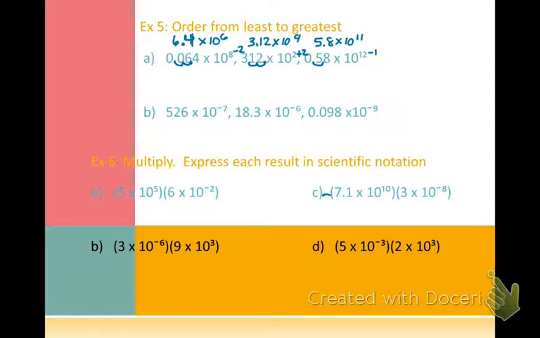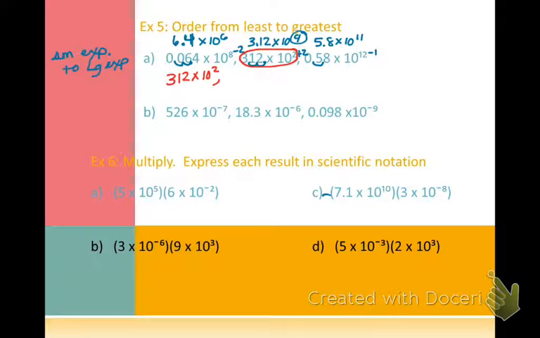Now, to figure out from least to greatest, you are going to look first at the exponents. Smallest exponent first to largest exponent. So my smallest exponent happens to be this 4, but you are going to write down the original number. So the smallest number is going to be 312 times 10 to the 2nd.